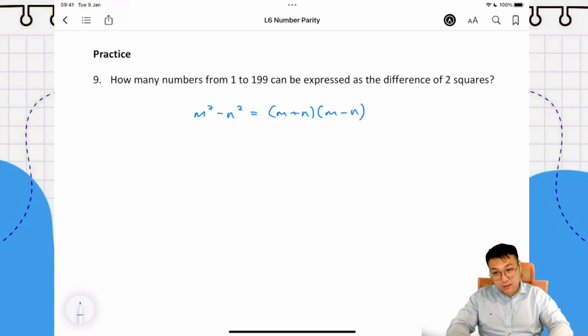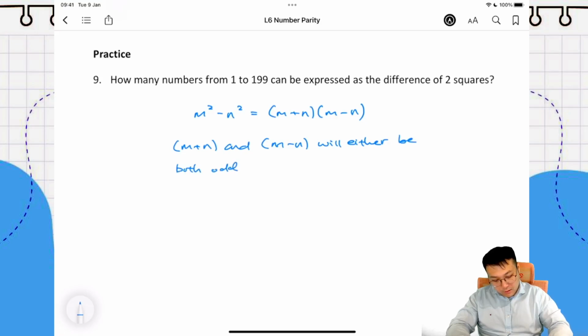And we know that this and this will either be both odd or both even, right? If both of them are odd, then this will be odd.